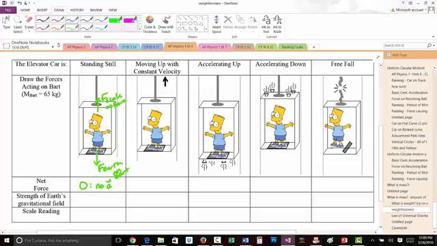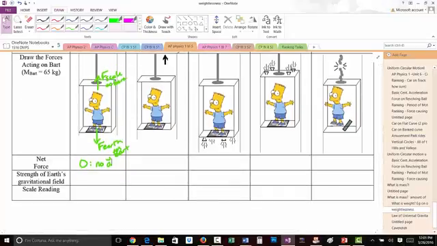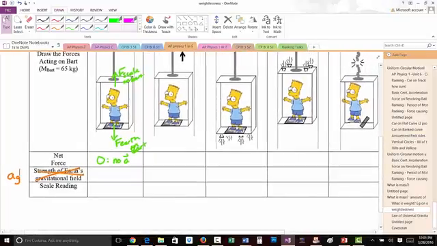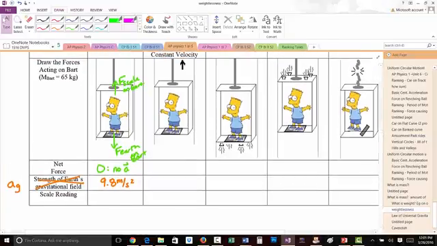The strength of the Earth's gravitational field. What does that mean? I'll tell you. The Earth's gravitational field means, what's the acceleration due to gravity? So you can change that if you want. What is the acceleration due to gravity in that first picture? 9.81, right? 9.8. And it says that Bart has a mass of 65 kilograms. If he has a mass of 65 kilograms, what will the scale read?